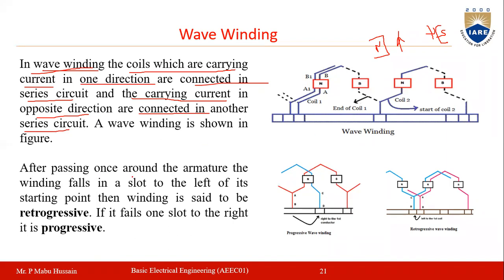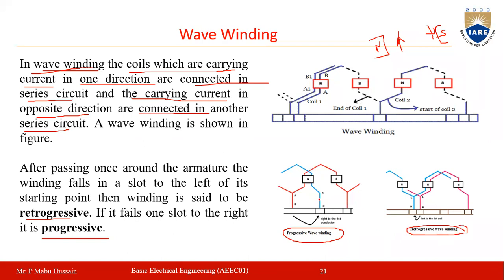Okay, so after passing one round of the armature, if the winding falls in a slot to the left side of the starting point, then it is called the retrogressive lap wave winding. Suppose it falls one slot to the right, then it is called the progressive winding.